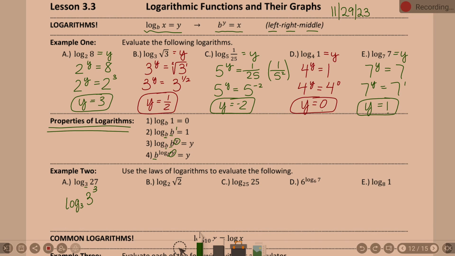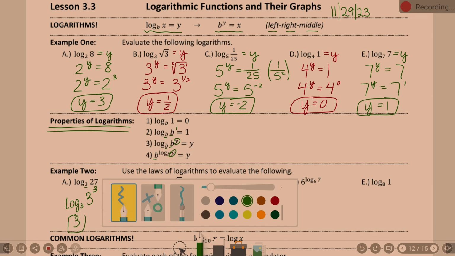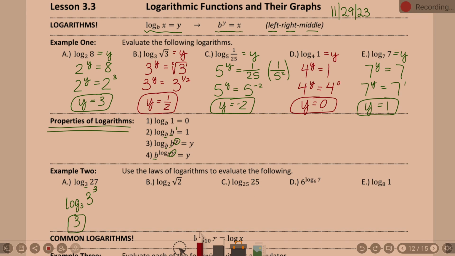Now, which 3 is it equal to? The y, the top one. These 3's match, so since those 3's match, the exponent is my answer. Does that make sense? Is it wrong to write y equals 3 still? There's no y in the problem, so it's not wrong, it's just not necessary. Does that make sense?